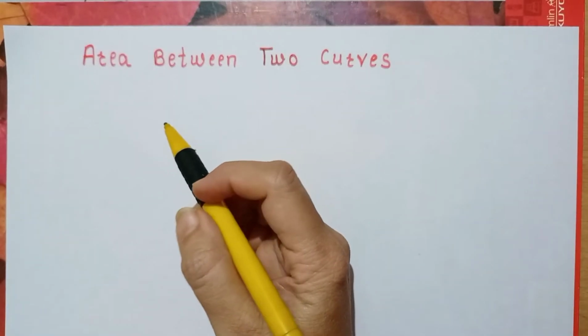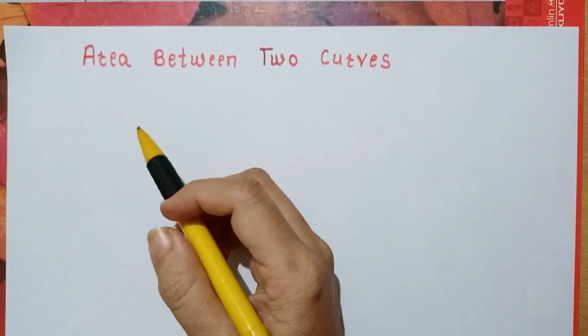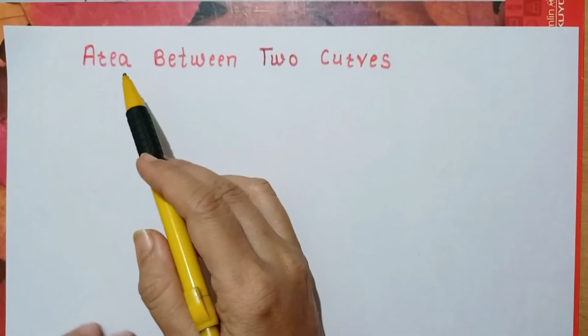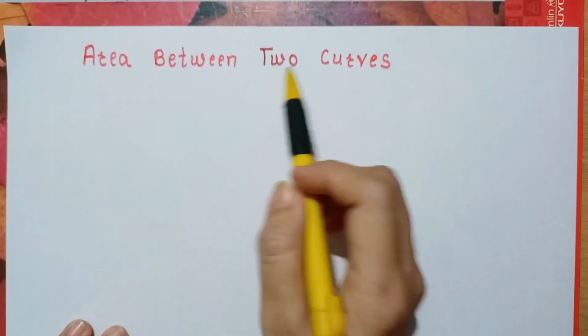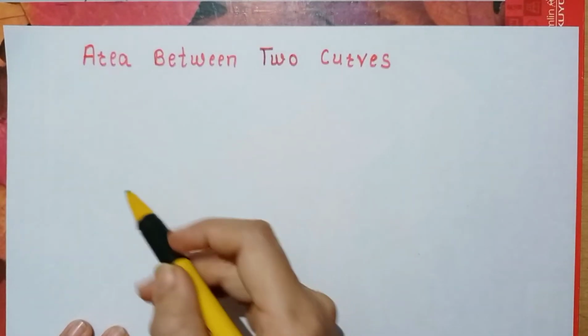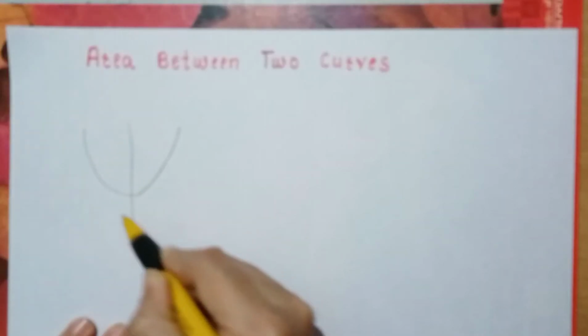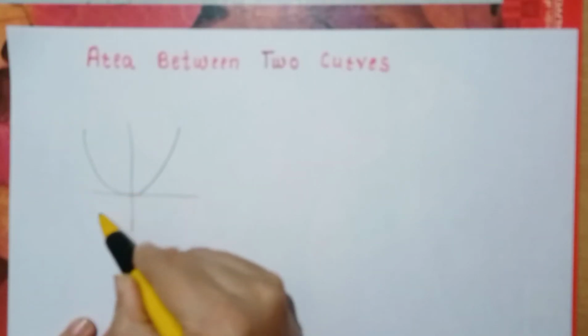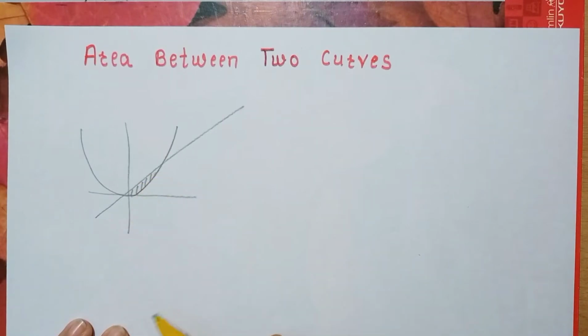Hello students, in the previous video we have solved examples on area under the curve, and in this video we are going to solve examples of area between two curves. Now two curves means, suppose this is a parabola whose vertex is at origin and this is a line, then you have to find out this required area.